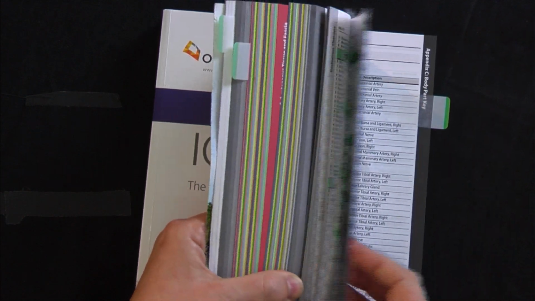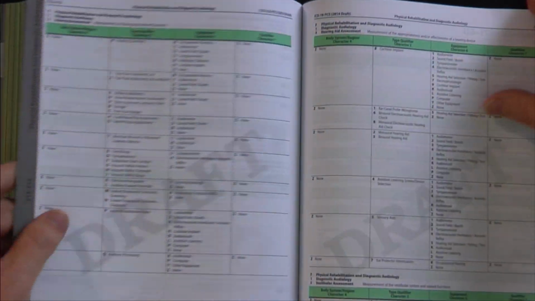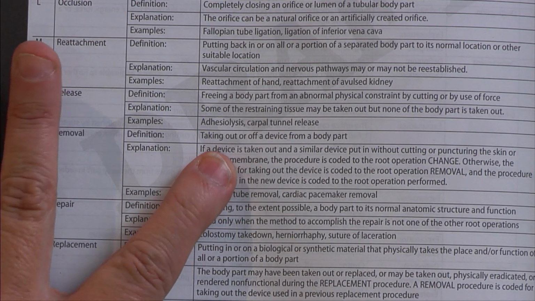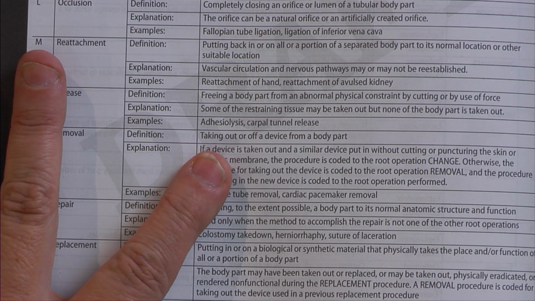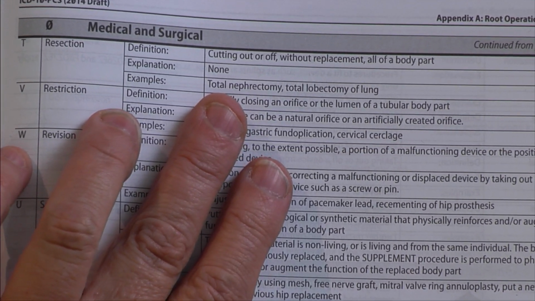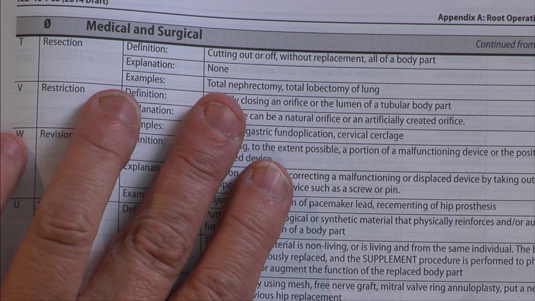So first, our principal procedure is going to be the open cholecystectomy, so we're going to code that first. I'm going to turn to Appendix A in my code book, and I'm going to look for the root operation that I need to use when coding this. I'm going to try looking at removal first. When I read that description, it says taking out or off a device from the body part. We're not doing that. We're actually removing the entire body part. So if I look at resection, the definition is cutting out or off without replacement all of a body part. So that is the procedure that we're going to code.